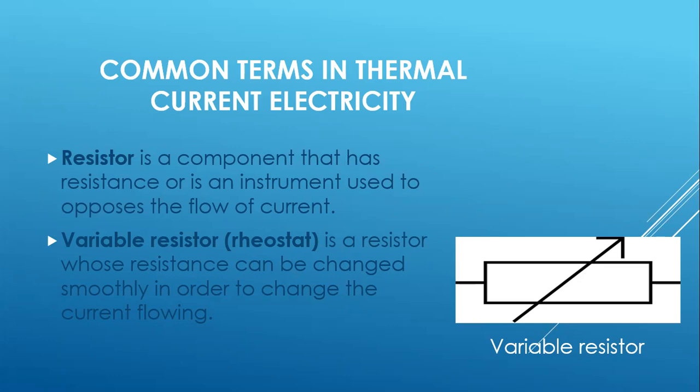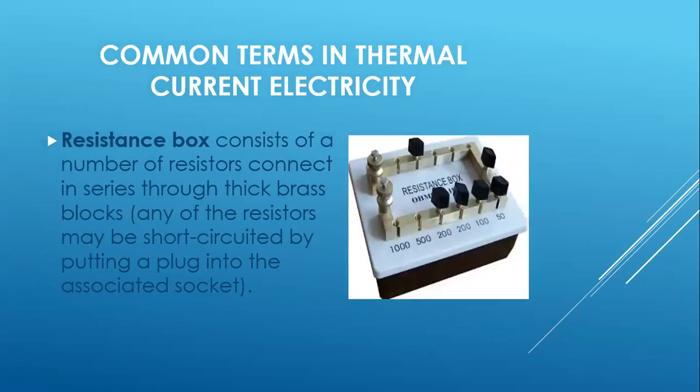A variable resistor, also called a rheostat, is a resistor whose resistance can be changed in order to change the current flowing. And the symbol for this variable resistor, as you can see there, is how a variable resistor is shown in various circuits or in electrical appliances. A resistance box simply consists of a number of resistors that are connected in series through thick brass plugs. That is, any of the resistors may be short circuited by putting a plug into the associated socket.